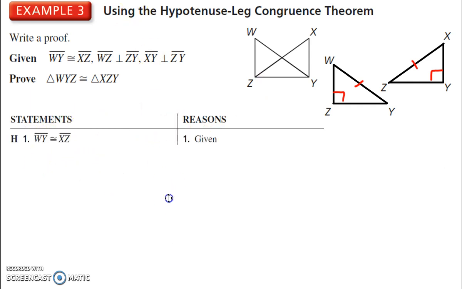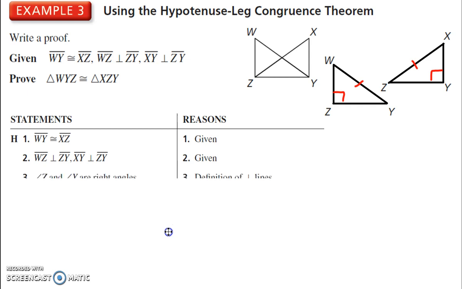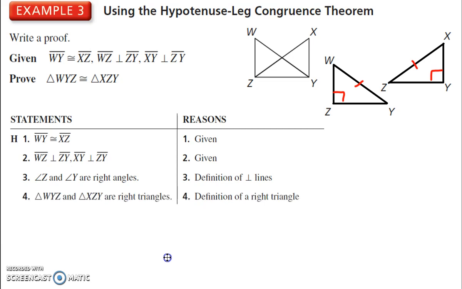All right, what are we given? WY is congruent to XZ. We're also given these are perpendicular. Because they are perpendicular, we can say those angles, the angle at Z and the angle at Y, are right angles. Hence, these are right triangles, because the definition of right triangle says you have to have one right angle.